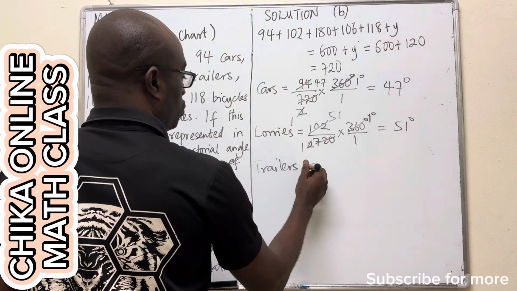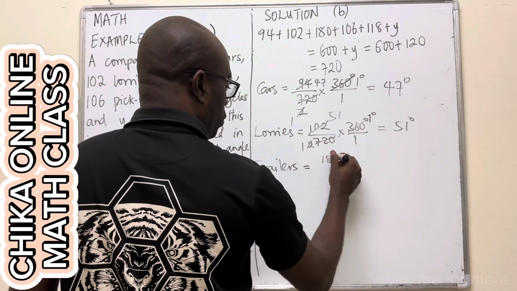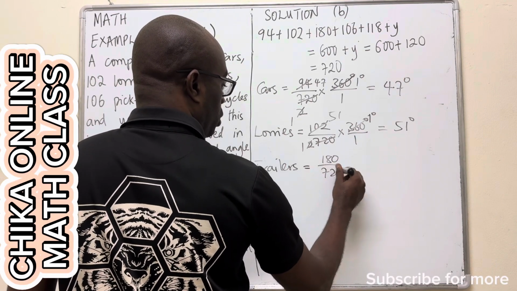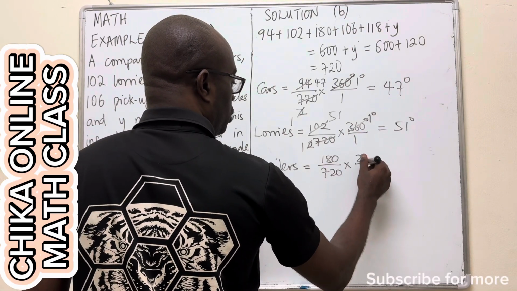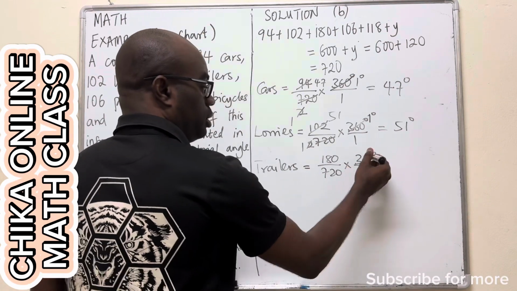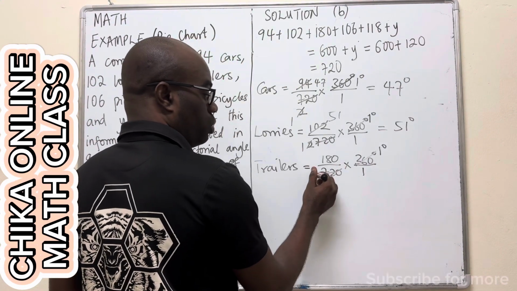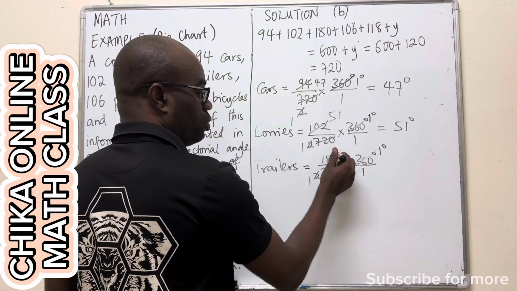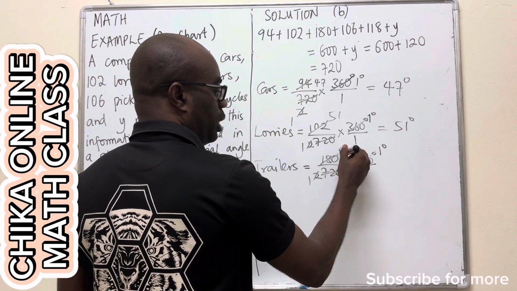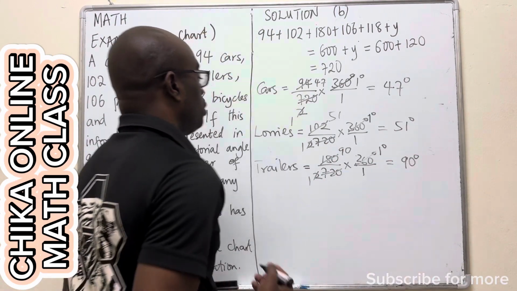So for trailers, the number of trailers is 180. So 180 over 720 times 360 degrees over 1. Okay. 360 divides 360 degrees, we have 1 degree. 360 divides 720, we have 2. 2 divides 2, 1. 2 divides 180, 90. So 90 times 1 degrees is 90 degrees. Okay.